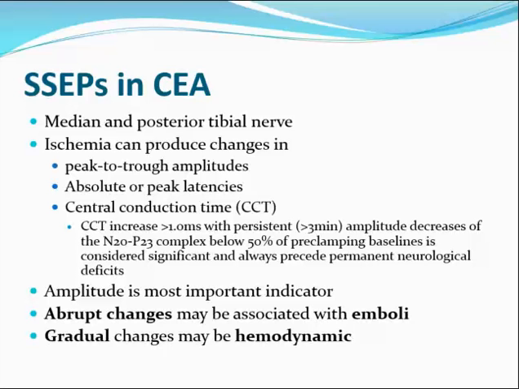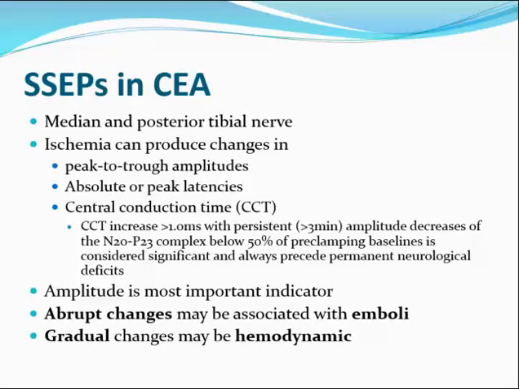Because when the patient has a stroke, and it's due to that internal carotid artery, it can affect both the legs and the hands. It might be more pronounced in the hand, but the leg is soon to follow. So I do median and posterior tibial nerve SCPs bilaterally, not one side, bilaterally.